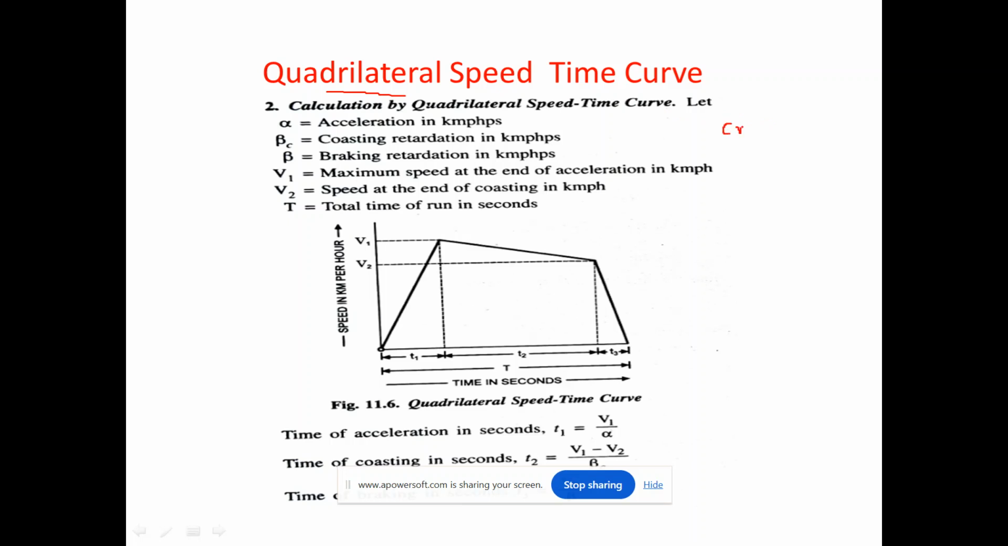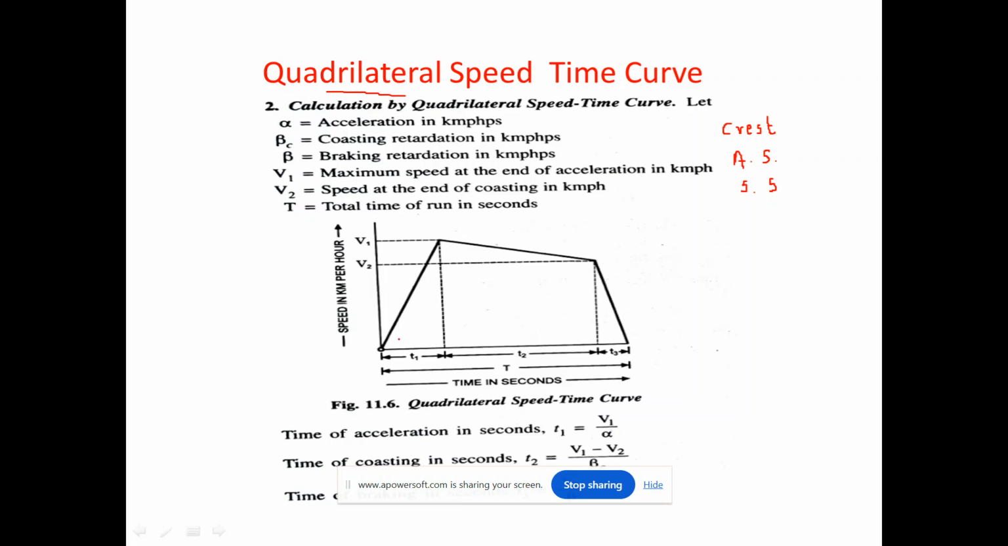So the equation to find out the crest speed in this quadrilateral speed time curve, then the average speed, and then the schedule speed. These three parameters, as we discussed in the previous video, we have to find out for the given speed time curve. Now this is the speed time curve, which is an approximation to the urban service line.